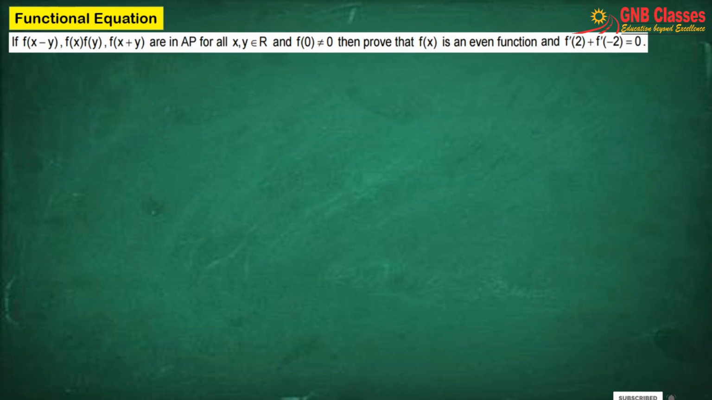In this problem, they have said that if f(x minus y), f(x) into f(y) and f(x plus y) are in AP, for all x, y belongs to R and f(0) is not equal to 0, we have to prove that f(x) is an even function and f dash 2 plus f dash minus 2 equals 0. Now what we will do here is, first we will solve the problem by using our standard functional equation. And then we will do the same problem without using our standard functional equation, and there we will see how to approach the sum even if we forget the standard functional equation in examination, right?